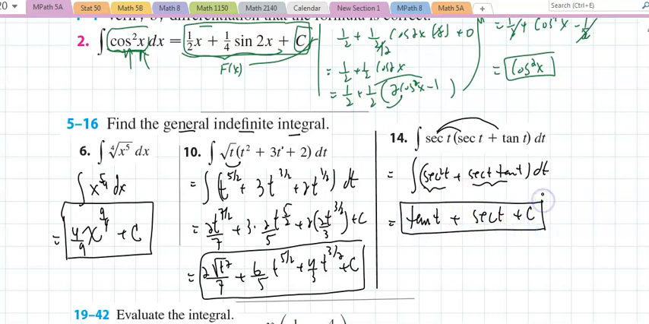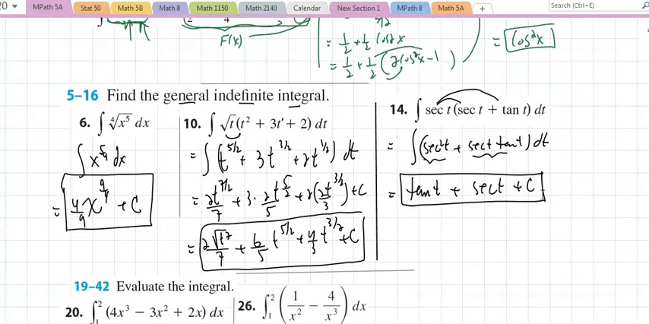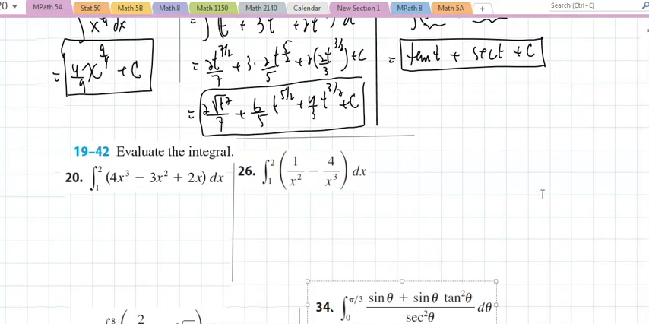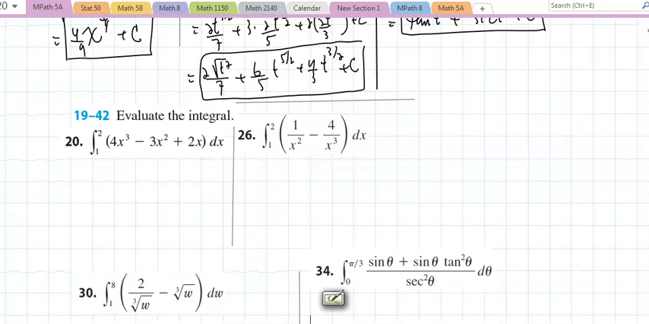So the work is really nice. It runs smoothly, very quick, not much to do. You should really get that out of the way. And we're going to try to do enough problems. This is a definite integral.